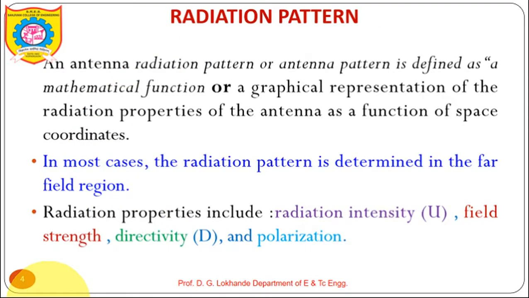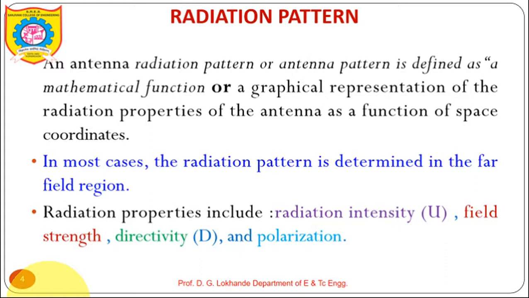Well, the radiation pattern. What is the radiation pattern? An antenna radiation pattern or the antenna pattern is defined as a mathematical function or a graphical representation of the radiation properties of the antenna as a function of space coordinates. So in a three-dimensional view, we get a particular location of the antenna, and these are the spatial coordinates we get over there.